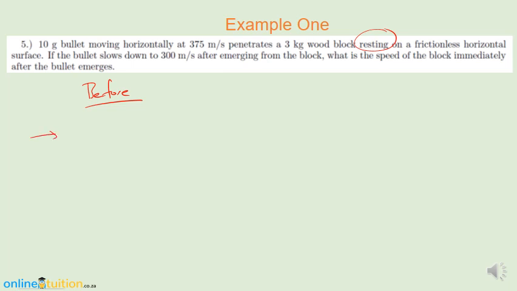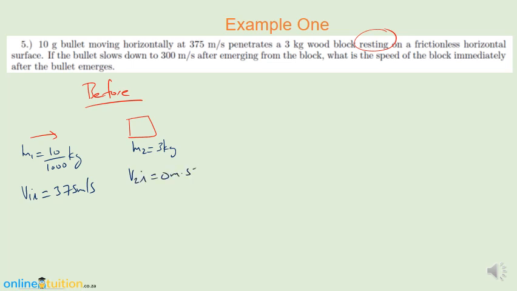There's the bullet. Don't get too fancy with your drawings. It's about the physics, right? So M1 is 10 grams. Straight away convert that to kgs. The bullet is moving V1I, it's 375 meters per second. The block M2 is 3 kgs, and obviously V2I is 0 meters per second.